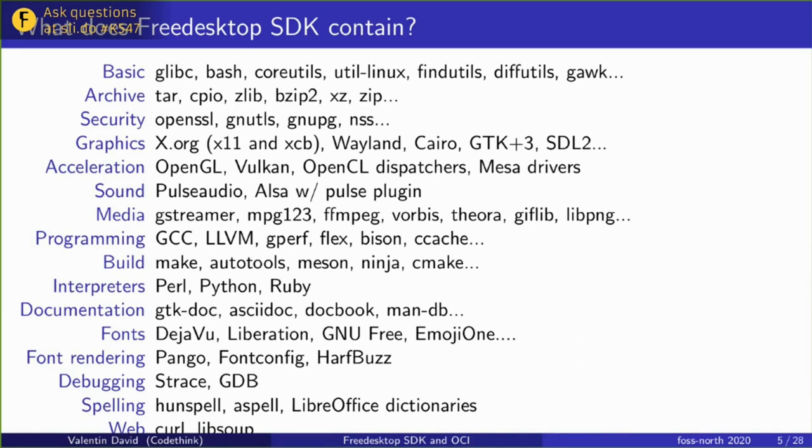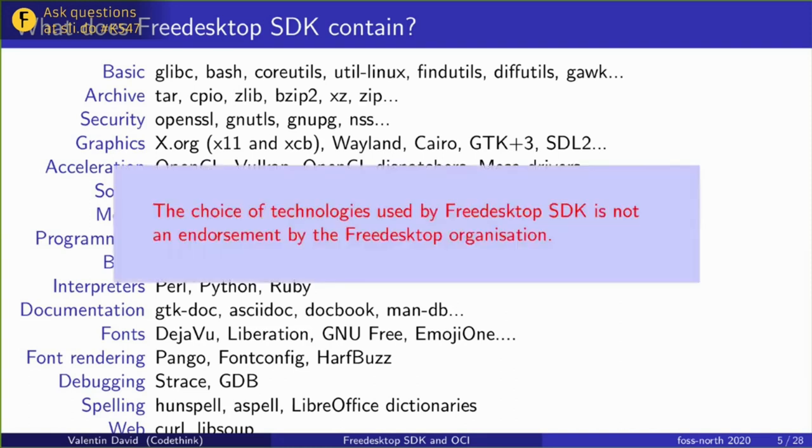So we already have that, but we don't have everything. We have around 300 to 400 pieces of software there. Just a note first is that the choice of technologies in the Freedesktop SDK is not an endorsement by the Freedesktop organization. If it's there, it has nothing to do with that. We try to take a selection to make something work, but it doesn't mean that distributions should use those things. That's just independent.